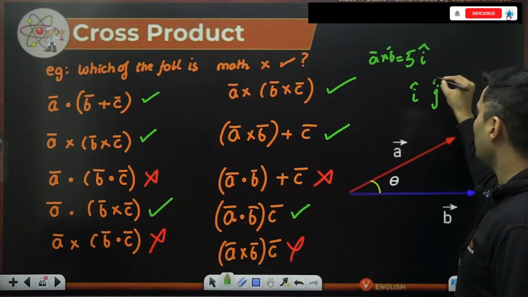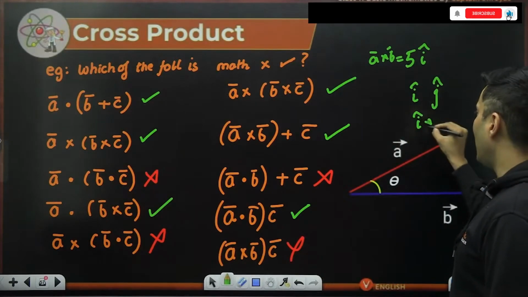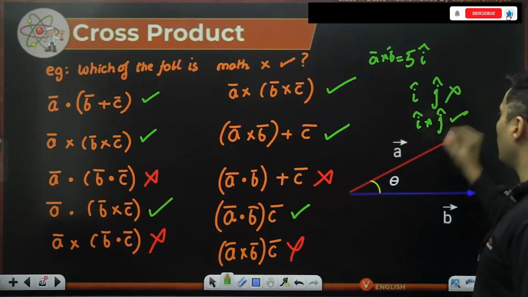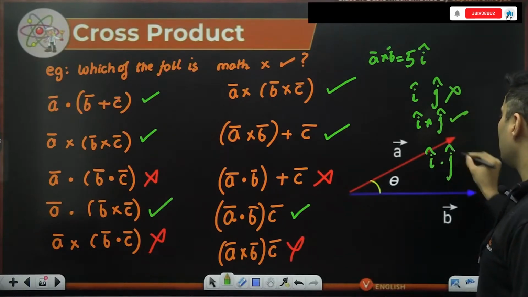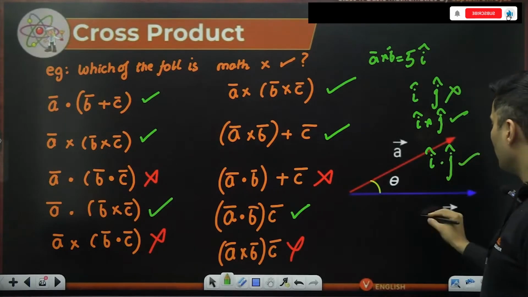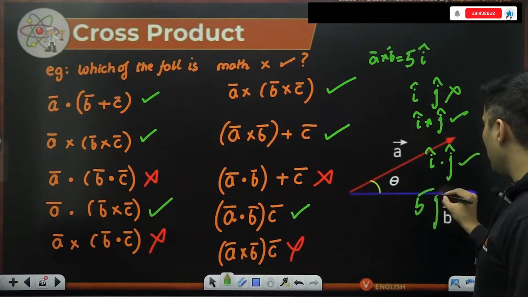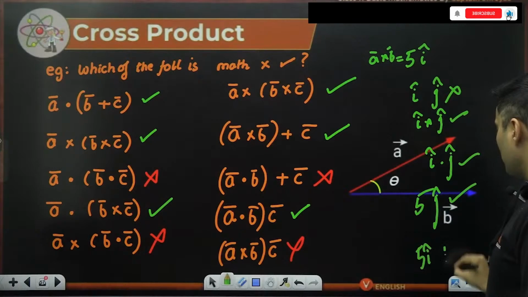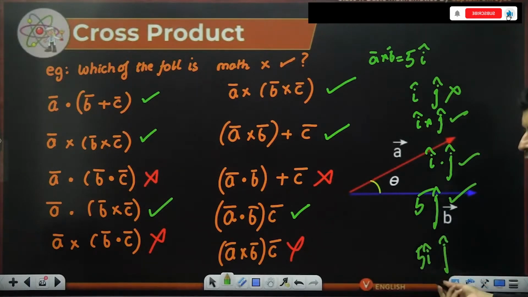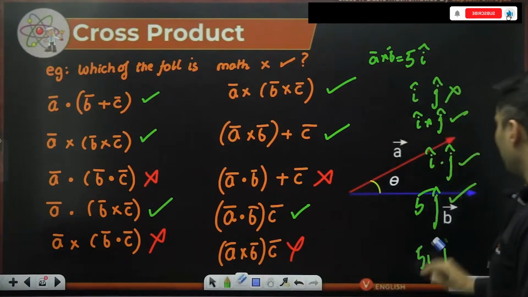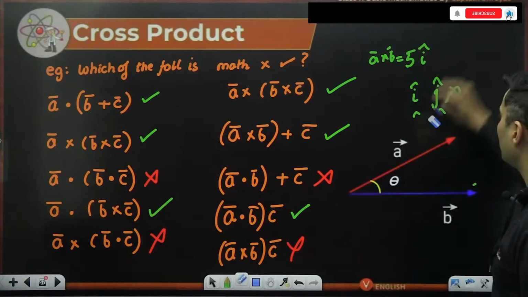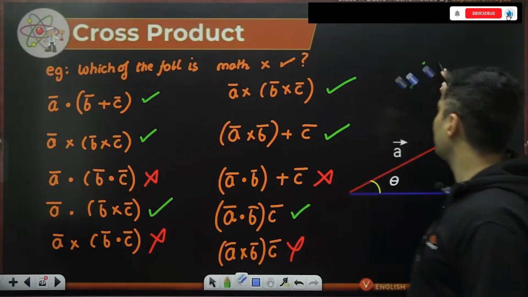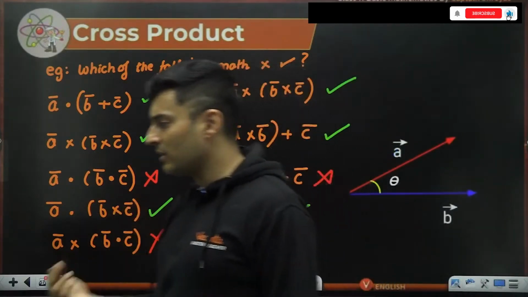I cap J cap is illegal. I can write I cross J, this is fine. I can write I dot J, this is also fine. I can also write 5 into J, this is also fine. But I can't write 5 I cap J cap. What is the meaning of it? It has no meaning. So that is 100% wrong, guys. Is this clear? Which is mathematically correct, which is mathematically wrong?